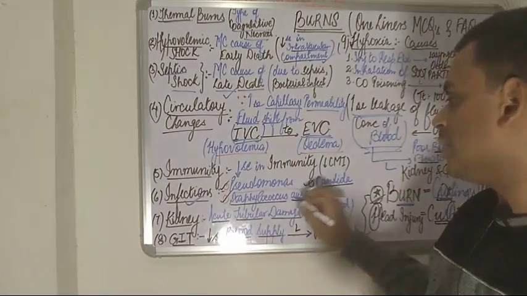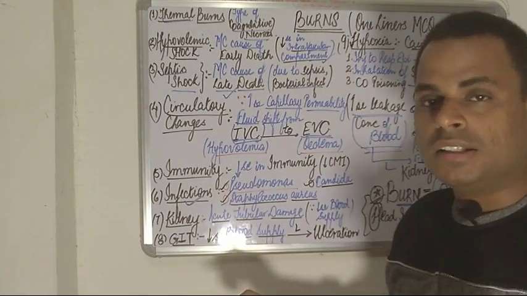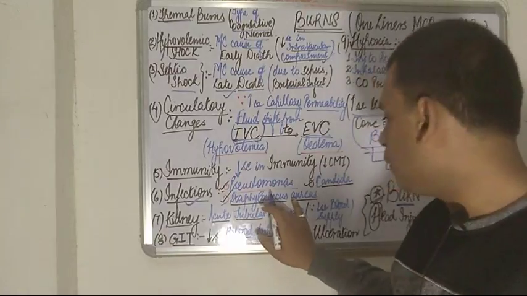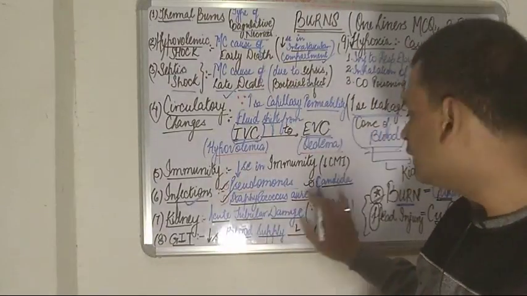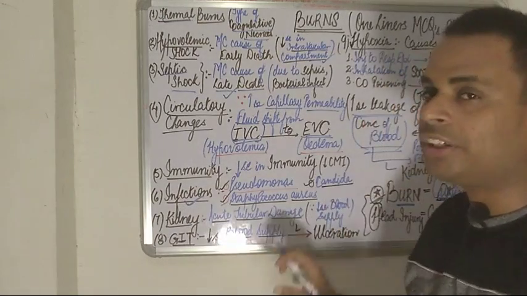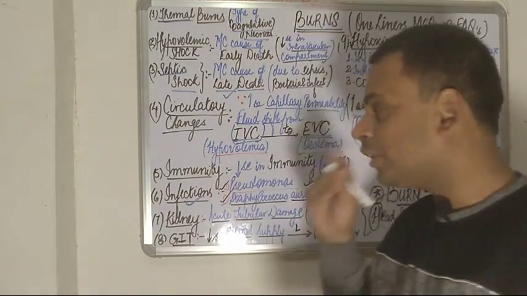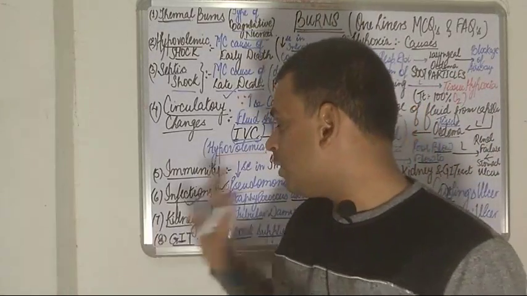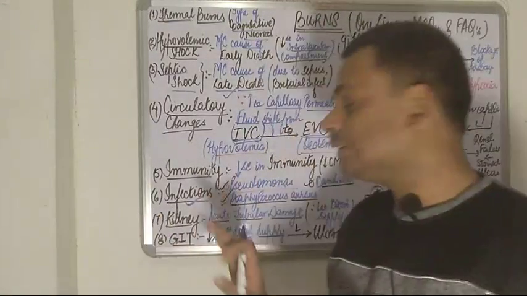Do remember students, the next important infections in patients of burn include Staphylococcus aureus infections and candidal infections. So these are the three types of infections mostly seen in patients of burns. Moving on to the next important complication, that is the kidney.